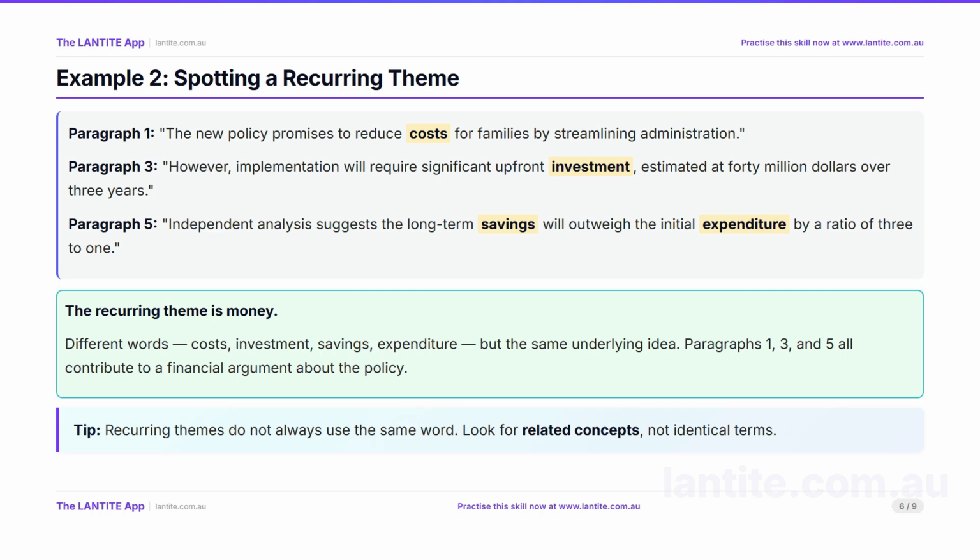But notice that the text uses different words each time. Costs, investment, savings, expenditure. This is important. Recurring themes do not always use the same word. You need to look for related concepts, not identical terms. When you bracket or underline these related ideas, you can see that paragraphs 1, 3, and 5 all contribute to a financial argument about the policy. Even though other paragraphs come between them, these three are connected by the theme of money.